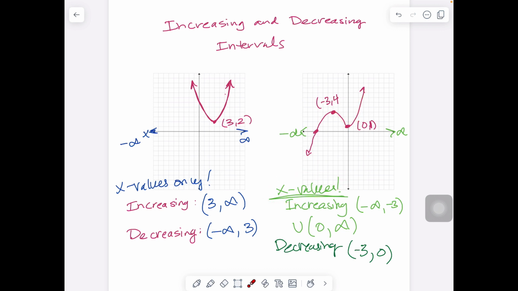All right, let's go back to where we were on that previous page.